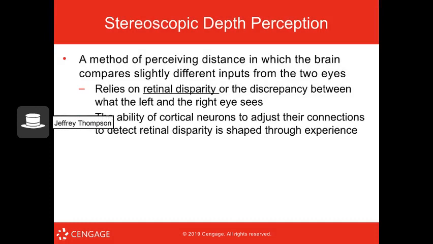You might know that depth perception is based off of the fact that we have two eyes. This relies on our retinal disparity. So basically, there's a slight difference between what our left and right eye sees. And by putting those images together, we can determine how far away something is.